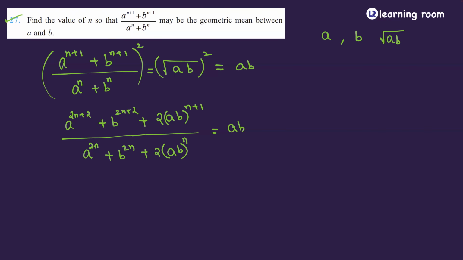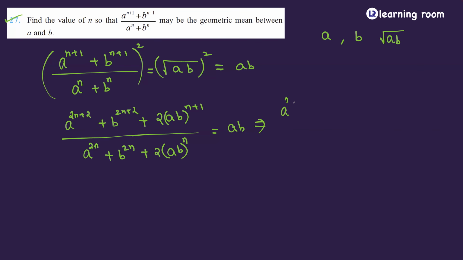Is there something that you want to take out common and then proceed? See, for example, a power 2n plus 2, you can actually write it as a power 2n into a square. In the denominator also you have a power 2n. Can we think of something like that? Are you able to understand what I'm saying?